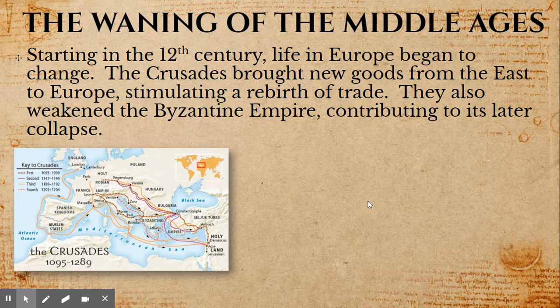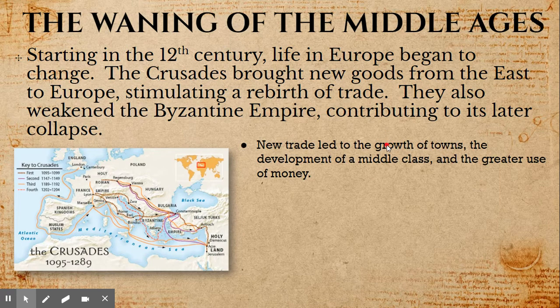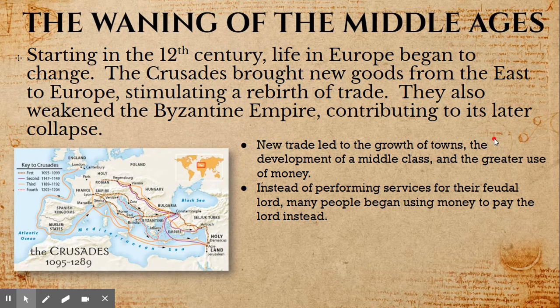They also weakened the Byzantine Empire. And this also contributed later to the collapse of the Byzantine Empire. New trade led to the growth of towns, the development of a middle class, which was a big thing. That's really what you want. You want to have a large middle class, and the greater use of money. Once you start to develop more use of money, instead of performing services for their feudal lords, so instead of growing the crop and then giving part of the crop to the feudal lord, a lot of them started to use money to pay their lords instead.